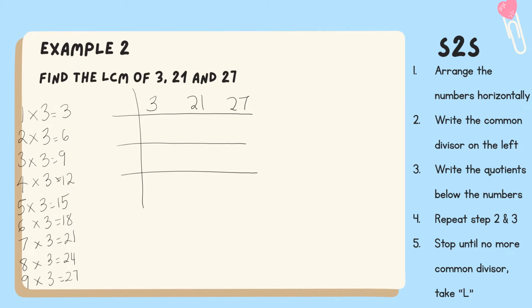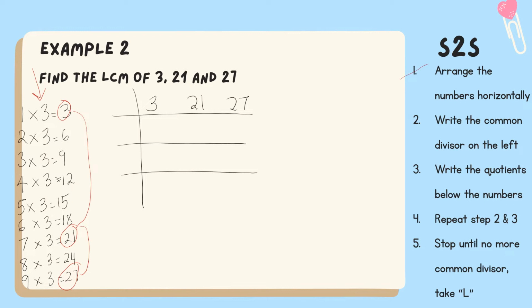So let's check one by one if these three numbers are in these multiples. So we have a 3. Yes, we do. Do we have a 21? Yes, we have it right here. And yes, we have 27. So you know that the common divisor is 3 because they're all in timetable 3. Again, let me remind you, it's okay if one or two of the numbers are not in the multiples. You can always bring them down. So that is step 1.